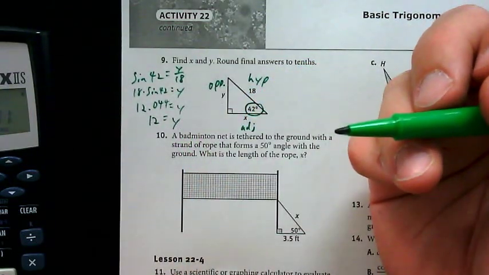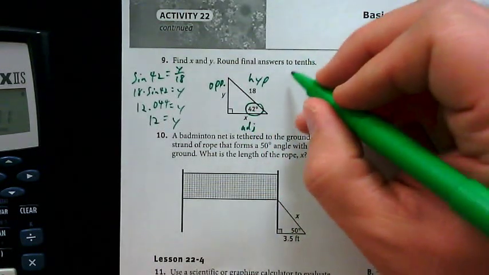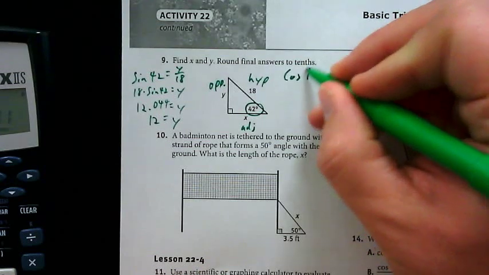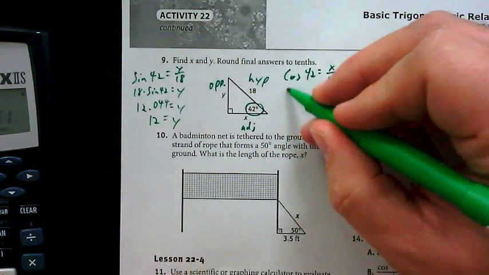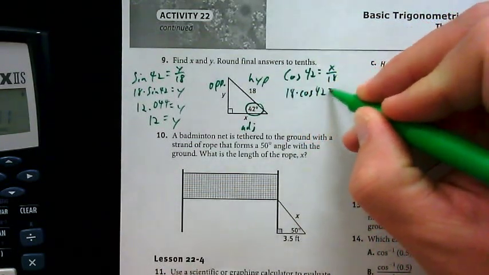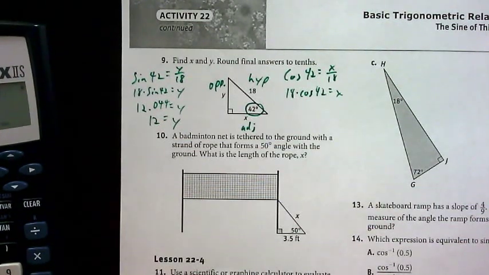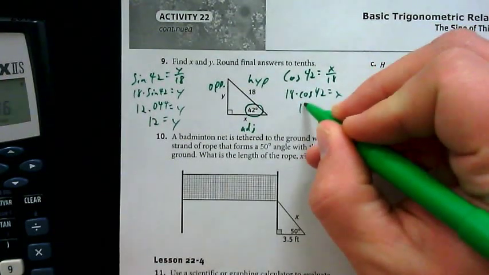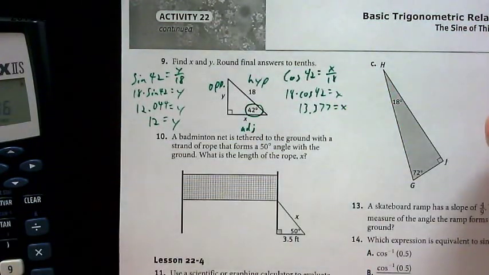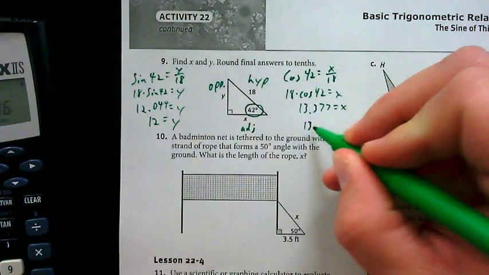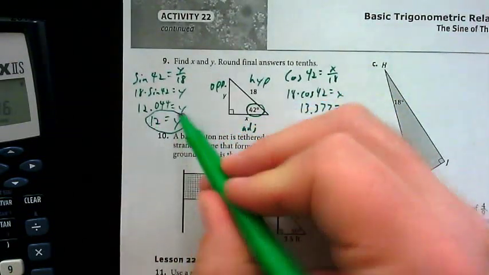So 12 or 12.0. For the other one, x, again, adjacent this time, so adjacent and hypotenuse, you could use cosine. So cosine of 42 equals x over 18. So it's just 18 times cosine of 42. So that's 13.377. Again, we wanted to round off to a tenth, so 13.4, we'd have to round up.